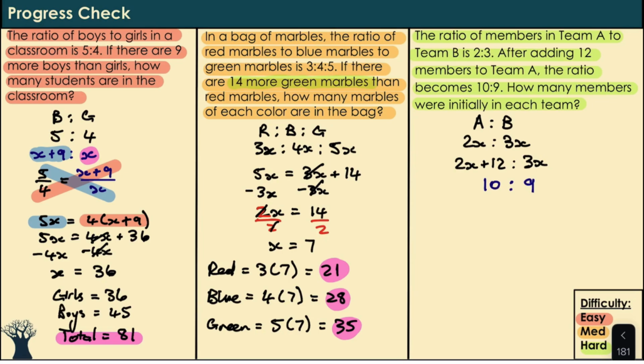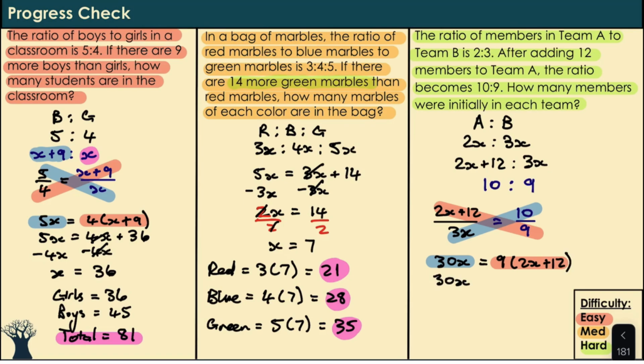So we can now use the proportional equation method. So creating our proportional equation, our black ratio 2x plus 12 over 3x is equal to our blue ratio 10 over 9. So we cross multiply. 3x multiplied by 10 is 30x, and that is equal to 9 multiplied by 2x plus 12. So we have 30x is equal to 18x plus 9 times 12 is 108.